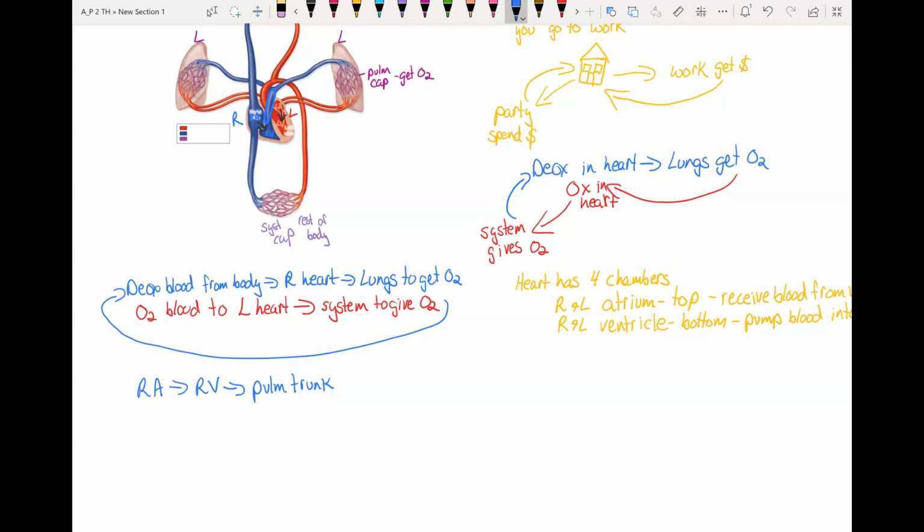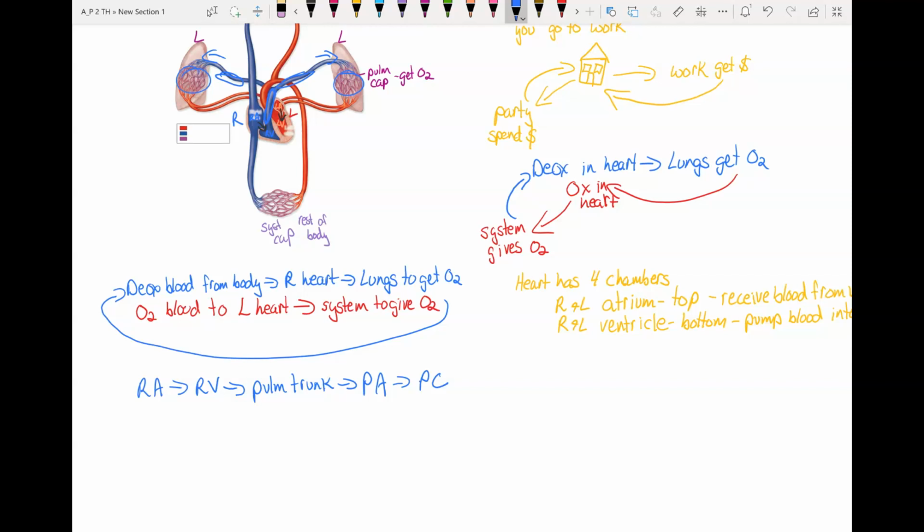The pulmonary trunk, if you follow it up, it branches. So you have a branch here and you have a branch here. Those are your pulmonary arteries. Arteries go away from the heart. So this branches into your two pulmonary arteries. The pulmonary arteries are what take that blood into your lungs. And in your lungs, you then flow through your pulmonary capillaries. So here we already labeled your pulmonary capillaries. That's where you get oxygen.